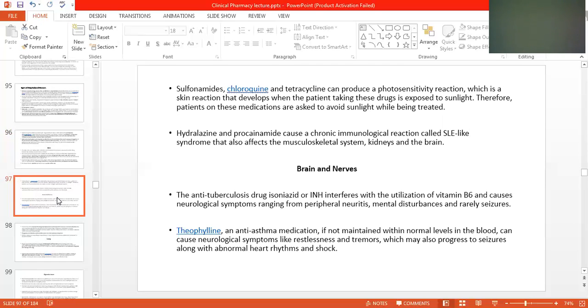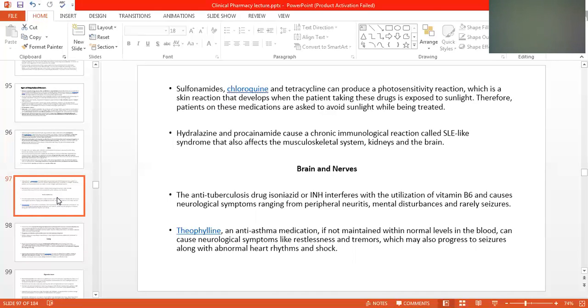Sulfonamides, chloroquine, which is used in malaria, and tetracycline, which is an antibiotic, can produce a photosensitivity reaction. It means if the patient goes into the sunlight, he may get skin eruptions, a skin reaction that develops when the patient taking these drugs is exposed to sunlight. Therefore, patients on these medications are asked to avoid sunlight while being treated. So we have to take a lot of precautions.